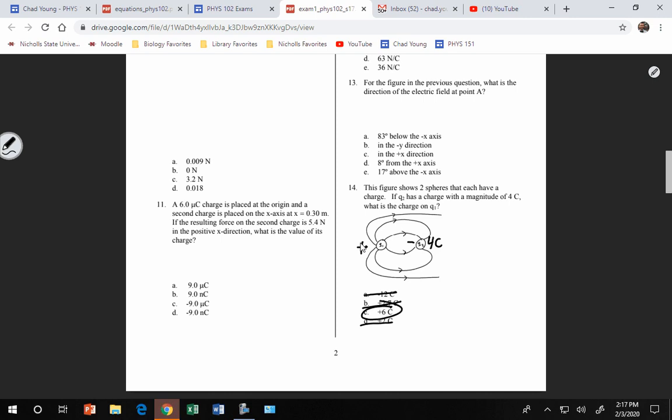So I have 1, 2, 3, 4 field lines going into the 4 coulomb charge. You can think about it in this way. I like to think of how much is each field line worth. In order to figure that out, I say the charge, 4 coulombs, divided by the number of field lines. So it's like 4 coulombs divided by 4 lines. That tells me that each line is worth 1 coulomb of charge. 1 coulomb per line. And now I go over here and I say, okay, I have 1, 2, 3, 4, 5, 6 lines. So if I have 1 coulomb per line, then it has to be 6 coulombs.